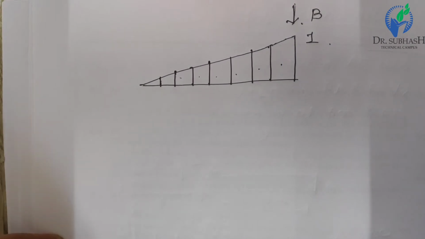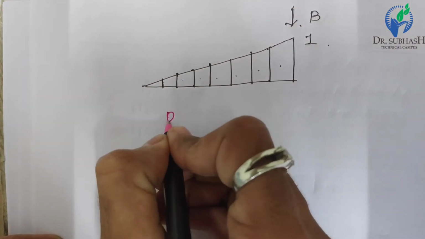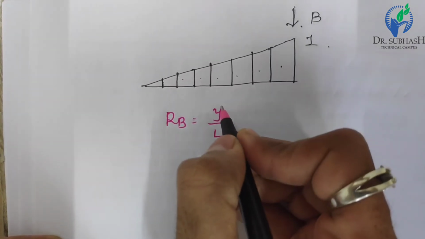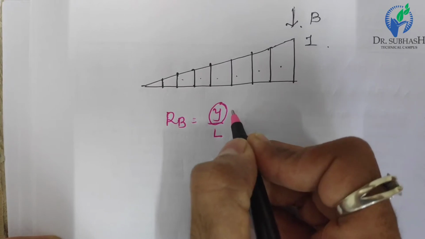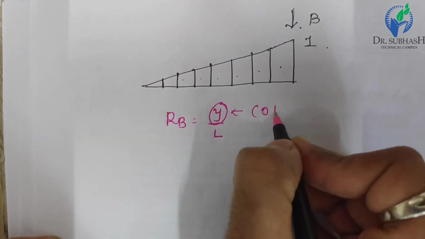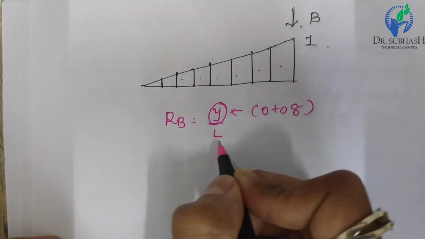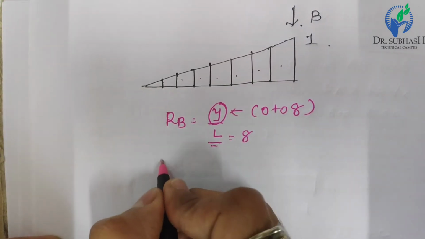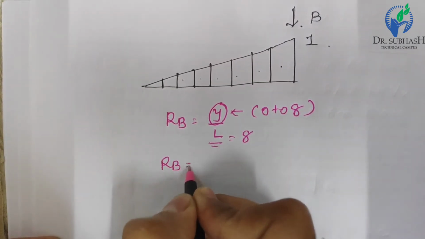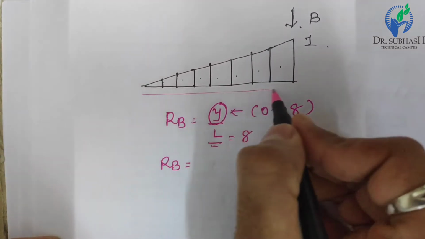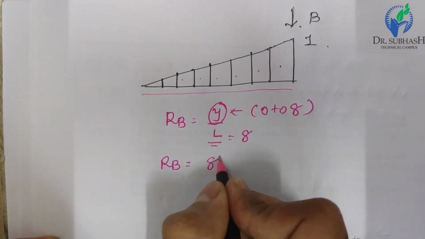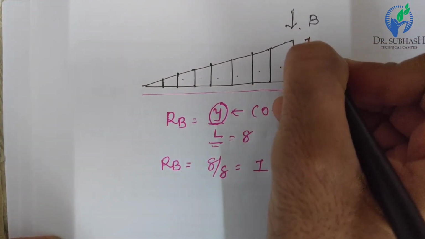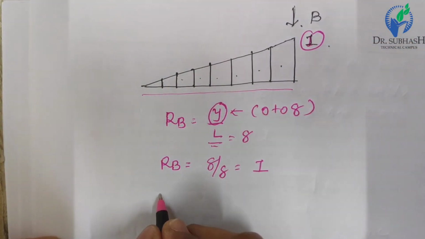Now what should be the equation of RB? We know that RB is equal to y by L. Now what should be the variation? The variation of y is 0 to 8 meters, and L is fixed, the value is 8. So now first we calculate the first point of RB. What should be the y? Y is 8. So 8 by 8, what should be our first coordinate? It is nothing but 1.